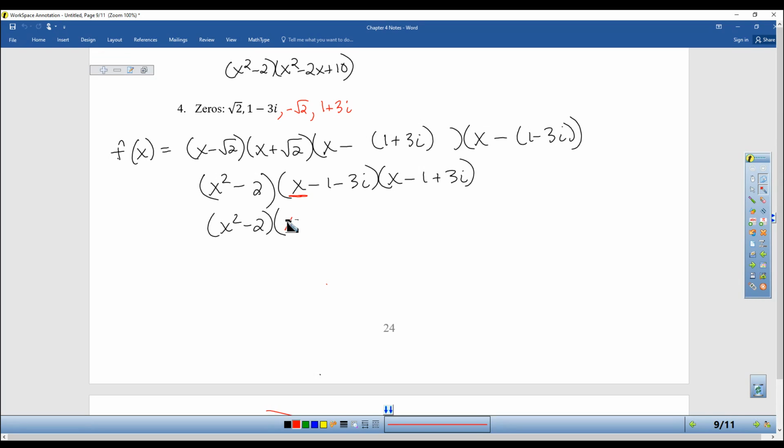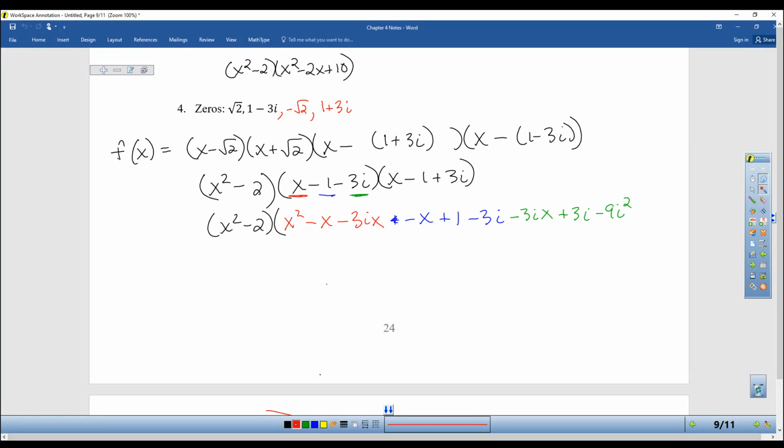Okay, I'm distributing my x: x squared minus x minus 3ix. Now I'm distributing my 1, which gives me negative x plus 1 minus 3i. And now I'm distributing my negative 3i, which gives me negative 3ix, positive 3i, and negative 9i squared.